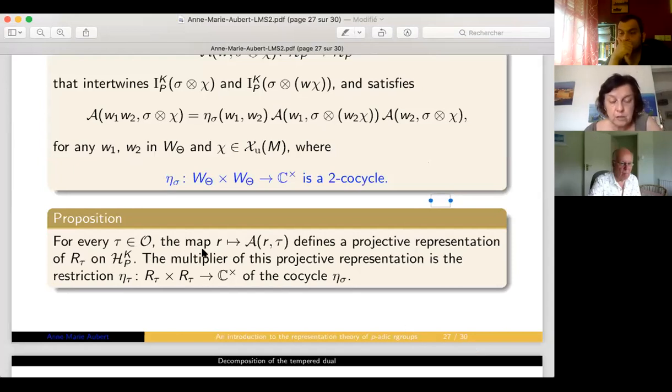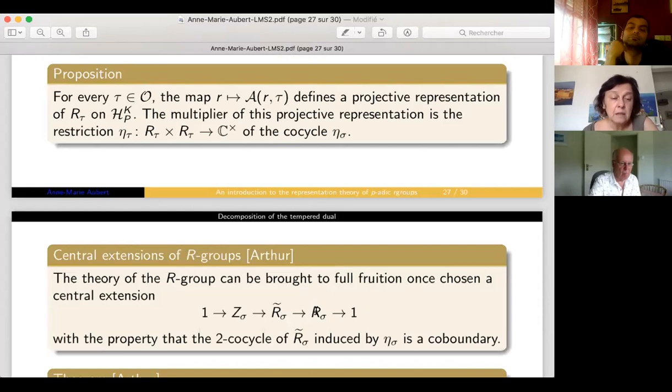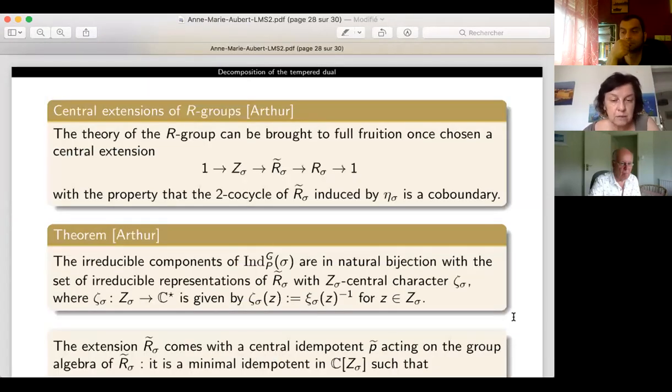And so we have the following result. First, the map sending r to A of r defines a projective representation of the R group on the space H K P. And the multiplier of this projective representation is the restriction to R cross R of the previous cocycle. Then Arthur constructed the following notion, which is a central extension of the R group R sigma by a certain central subgroup, and it's the group that we will have to consider in our situation. I will maybe give more detail later.